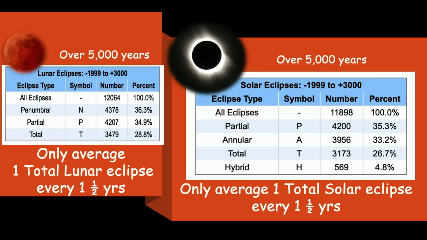Okay, so solar eclipses. You also only average one total solar eclipse every year and a half. So it's really easy to remember. Over 5,000 years, there's been roughly 12,000 solar, 12,000 lunar, of which only 3,500 are total lunar eclipses, and 3,173 are total solar eclipses. Everyone got that?